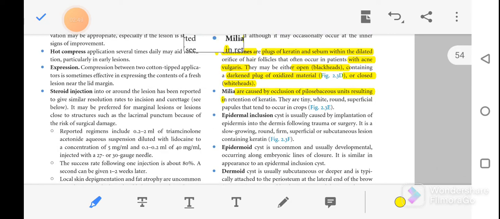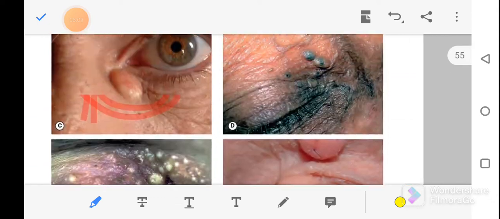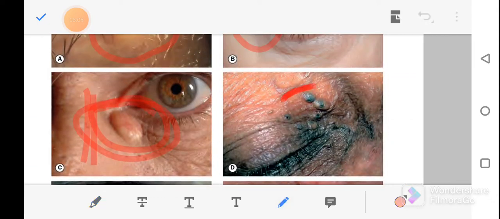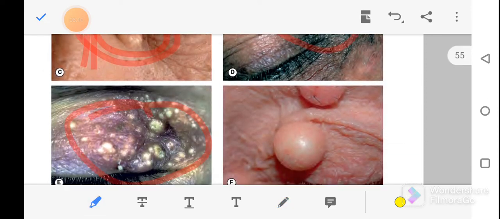Milia. This is caused by the occlusion of the pilosebaceous units, resulting in the retention of keratin. These are tiny, round, white superficial papules that tend to occur in crops. So these are the blackheads, which we have seen very commonly, and this is the milia. Okay, white in color.